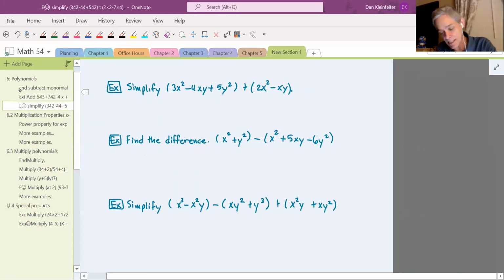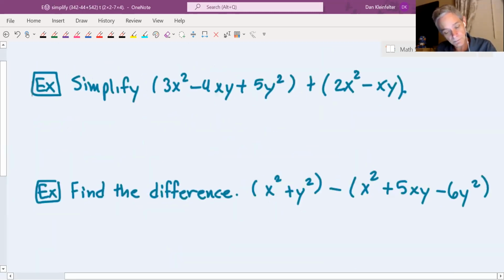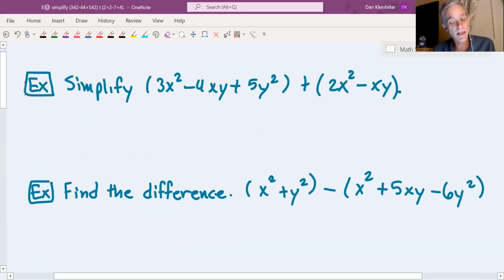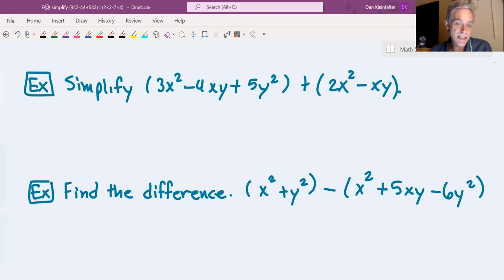Okay, just a couple more examples, and then we'll be all done with this section. So here we're to simplify. Simplify essentially means to combine like terms in this case. Taking a look at it, I can see there's a couple of x squared terms, some xy terms, which is new, and then a single y squared term. Let me start by rewriting this without the parentheses.